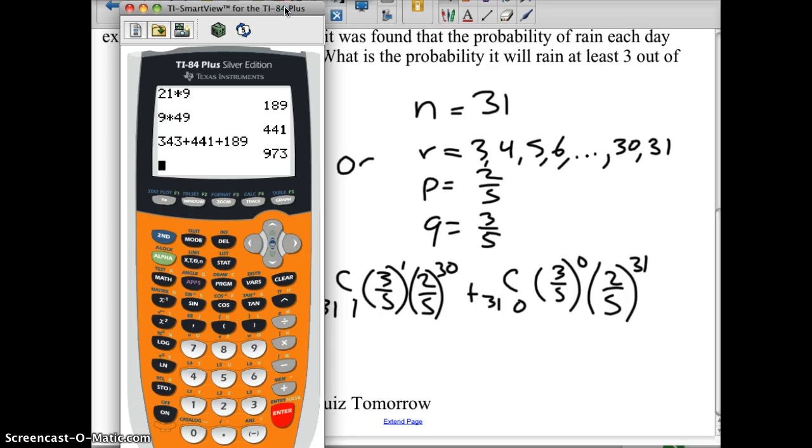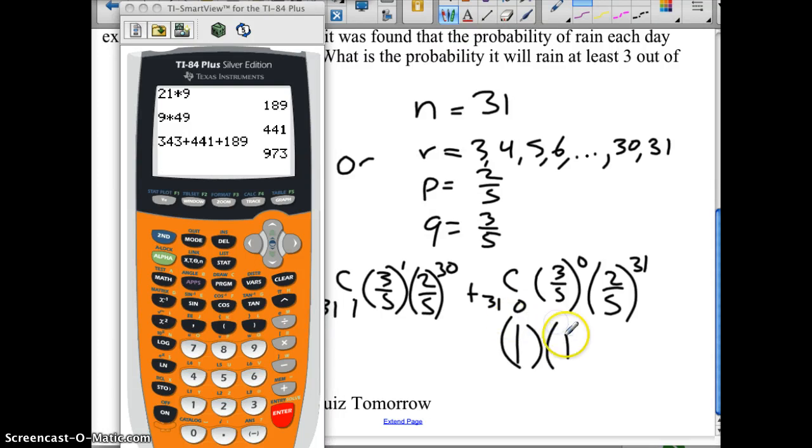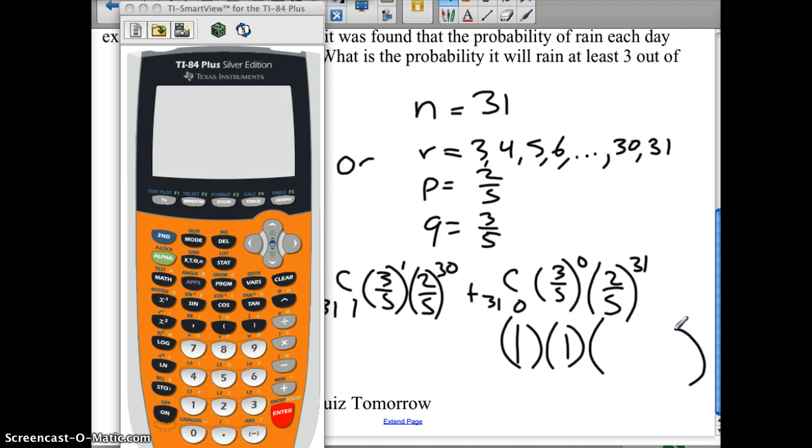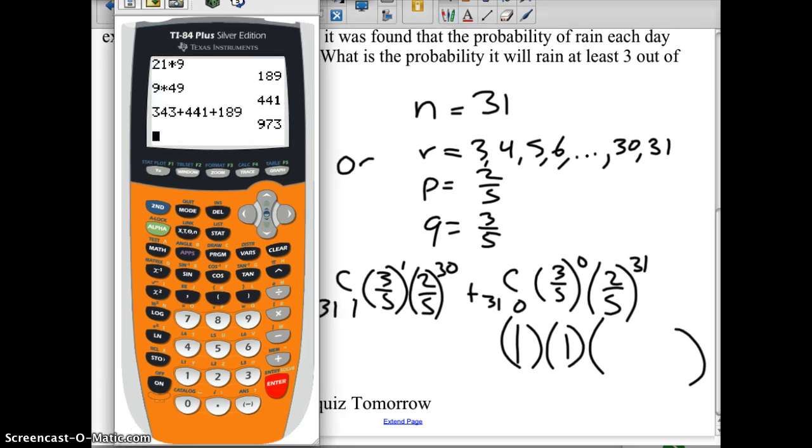All right, let's start with this one. 31C0 is going to be 1. (3/5) to the 0 power is 1. Now (2/5) to the 31 power is going to be huge. Let me show you what it would be if you just put that in there. If I did 2 divided by 5, and then raised that to the 31 power, it's going to give you a decimal. You see the E negative 13, and that's not really very helpful.